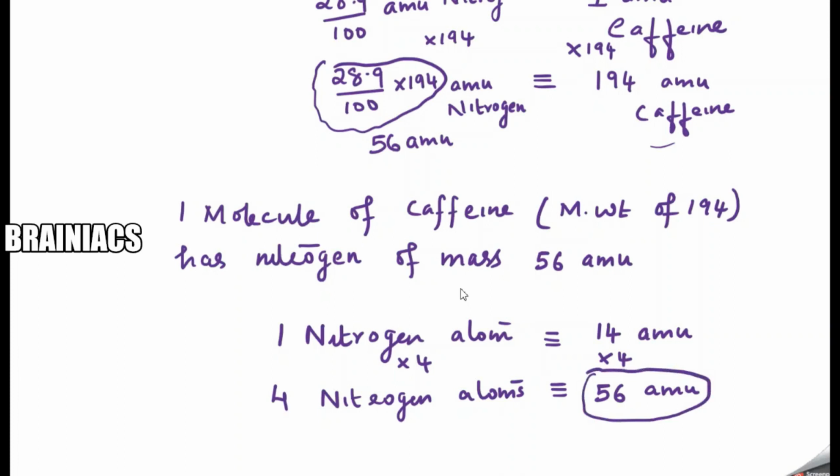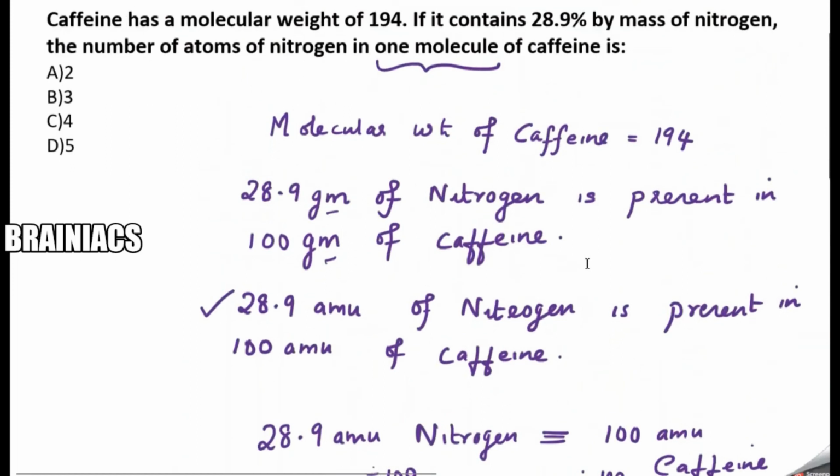And 56 AMU of nitrogen is present in how much mass of caffeine? 194 AMU of caffeine. This 194 AMU of caffeine is the molecular mass of caffeine. This is what they are indirectly asking. Okay, so I got the answer as 4. So it is option C. I hope you have understood the question. If you have any doubt, please get back to us.